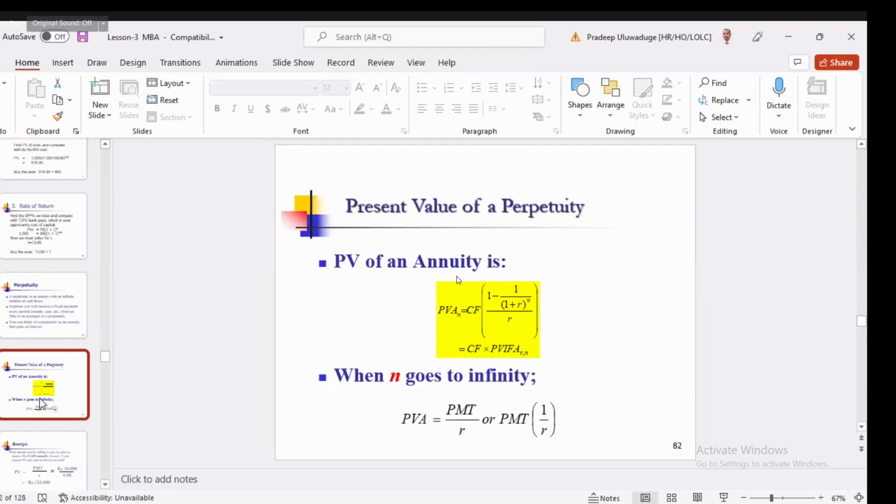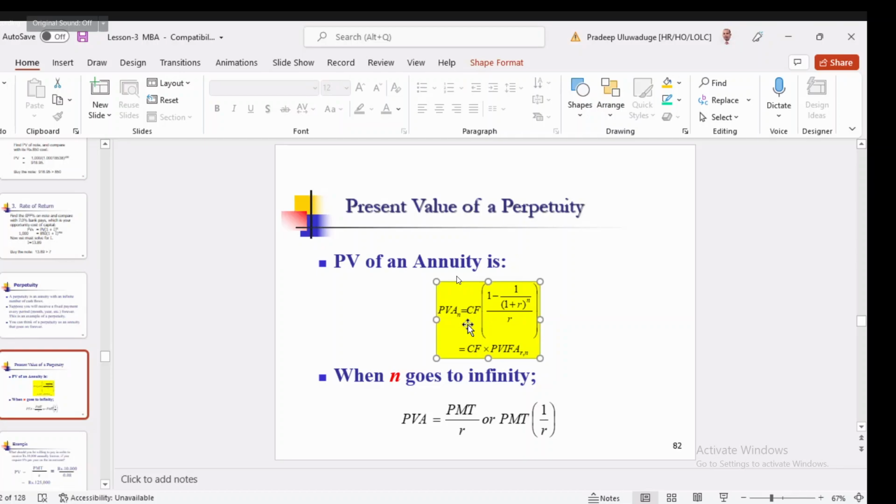Present value of a perpetuity. Now you take the present value of the annuity formula, although not very familiar, right? This is the present value of the annuity formula. Present value of the annuity equals the cash flow multiplied by the present value interest factor annuity. Present value interest factor annuity is calculated as (1 minus 1 over (1 plus r) to the power n) divided by r. Now, in this formula, n becomes large, because you get cash flows up to infinity.